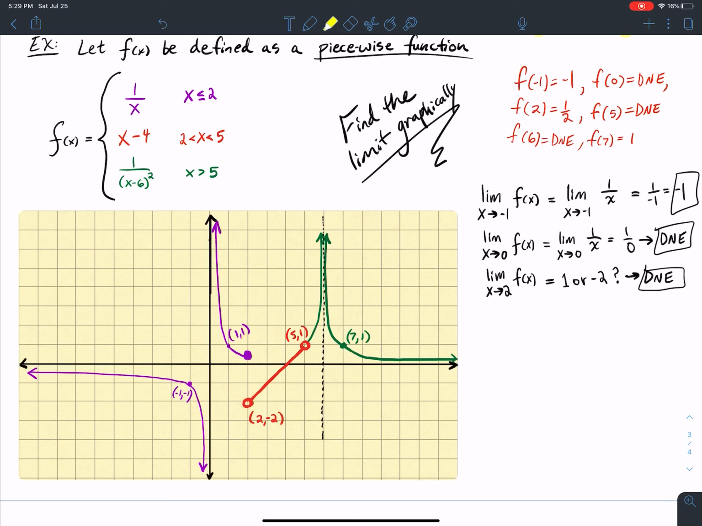You think about it, your fingers don't line up when you run your fingers along the right side and the left side. They don't meet up. Okay, what about the limit at 5?